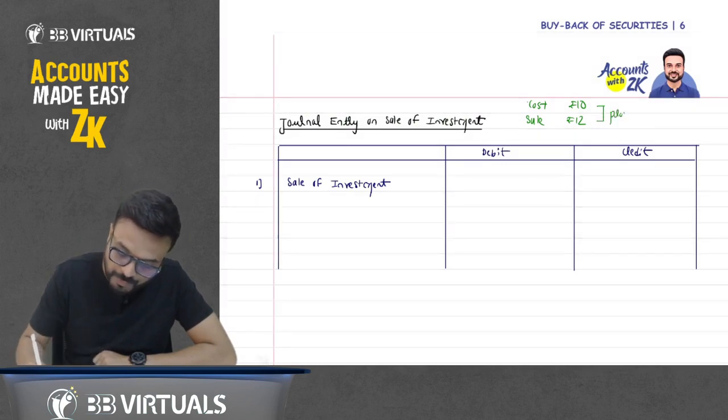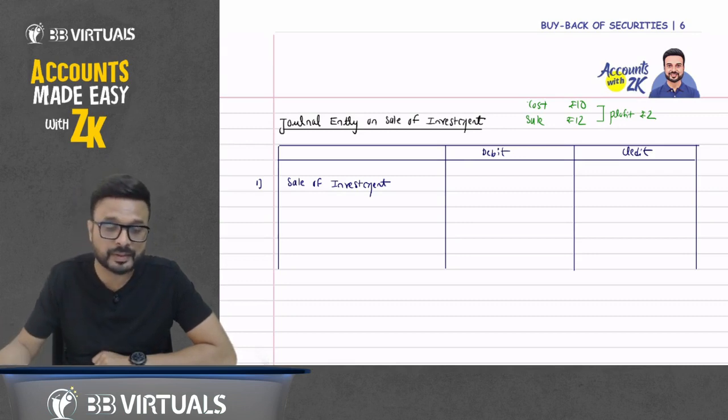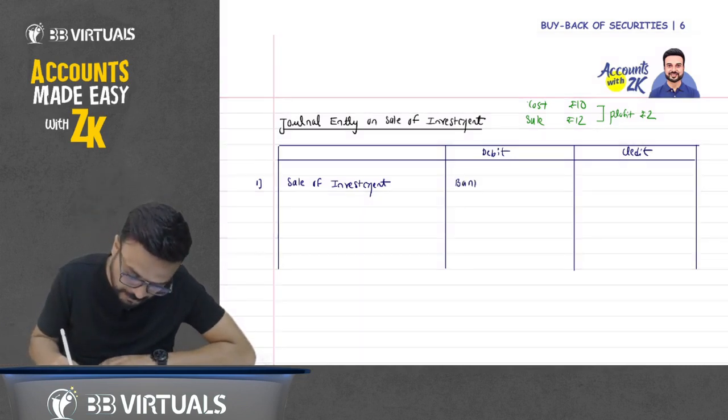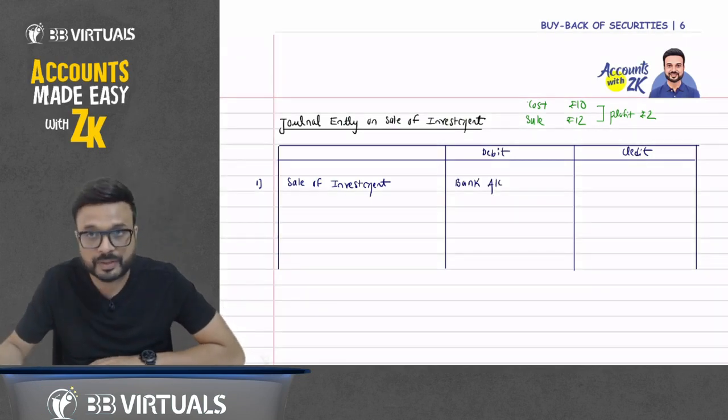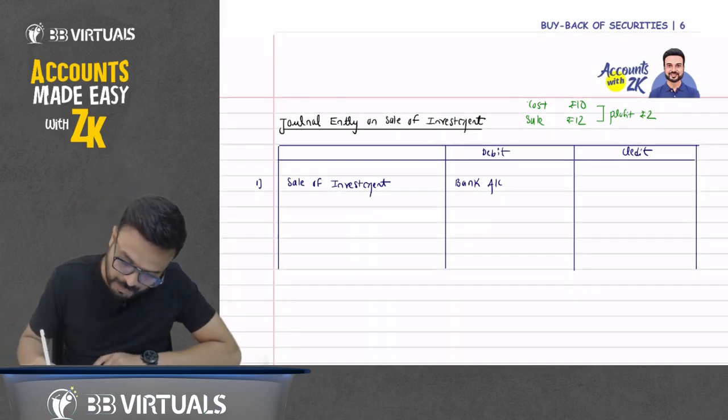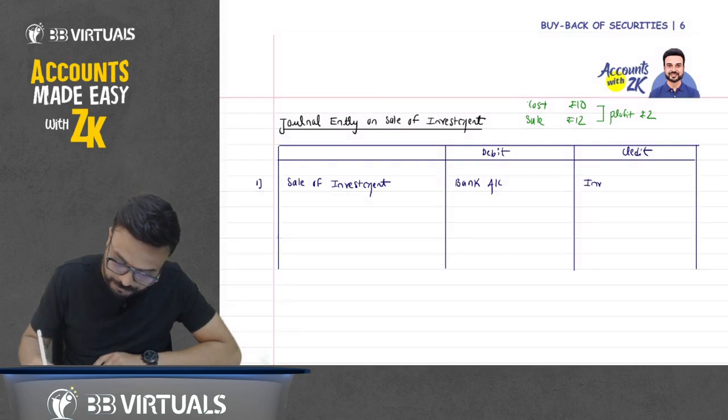So a profit of rupees 2 crore. How much amount have you received on sale of this investment? You have received rupees 12 crore. So the entry will be: bank account debit. You have received the amount. Which account will be credited? Investment account. What is the cost of investment? 10 crore. So here you will credit investment account.